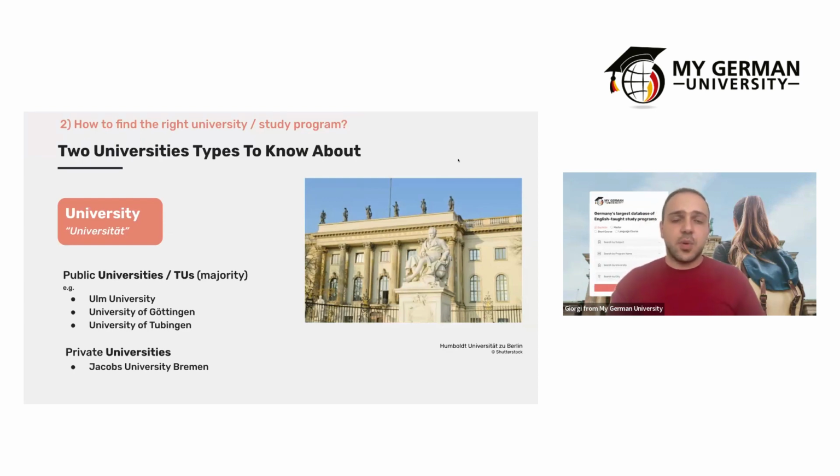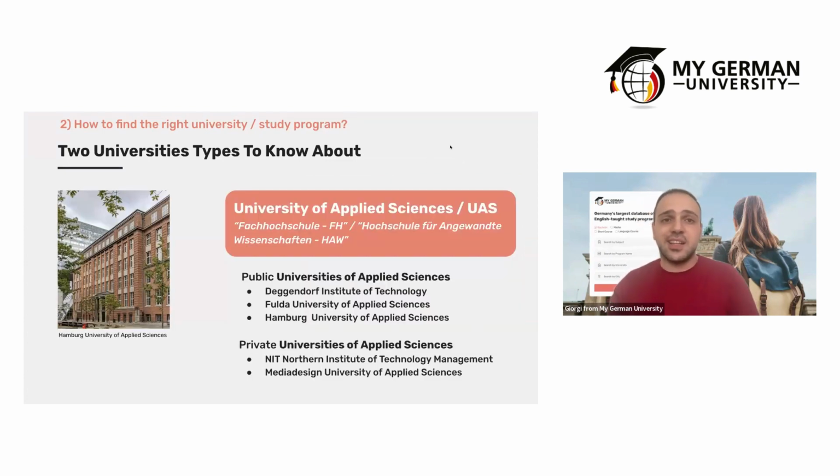I would also like you to know about two types of universities in Germany. The first type is called Universität, and in our study finder you can filter for programs offered by this type of university in international business and business administration. The second type is called, in English, University of Applied Sciences, and in German it can have various variations. In the study finder you can also filter for these universities offering programs in international business and business administration.